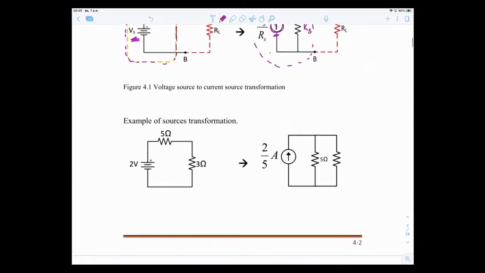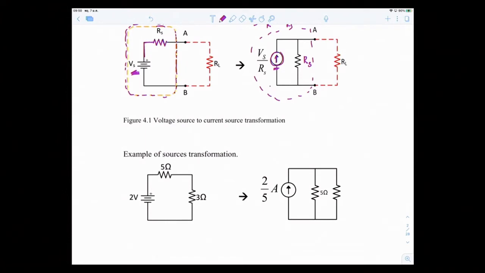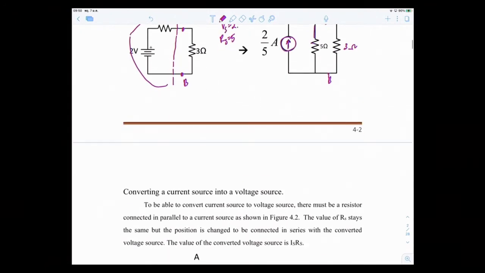For example, this is terminal AB, and I'm going to transform this into the current source. I draw the current source, and the value is Vs over Rs. Vs is equal to 2 and Rs equal to 5, so it becomes 2/5. Then you relocate your Rs and reconnect your 3 ohms in there.